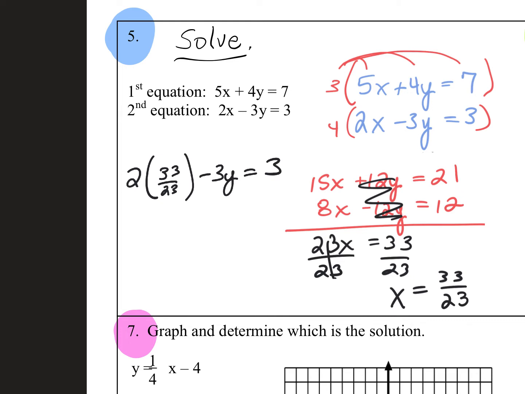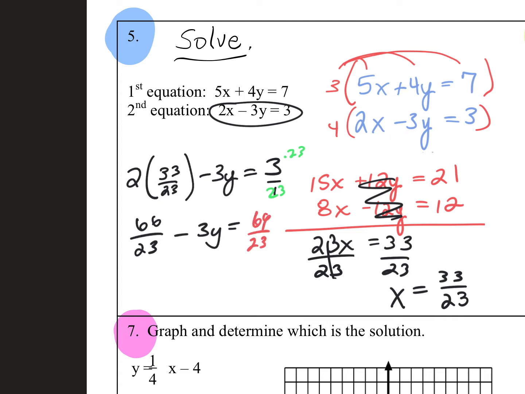So what's 2 times 33? Wait, why did you do 2 times? I plugged it into this equation. Oh. So 66 over 23, right? Minus 3y equals. I'm going to have to get a common denominator, correct? Because this is 3 over 1. So let's change that into 23. If I change this to 23, I multiply the bottom by 23, then I multiply the top. What's 23 times 3? 69. So 69 over 23, right?